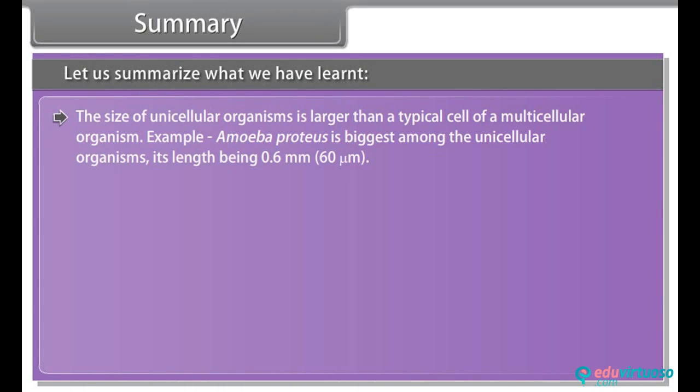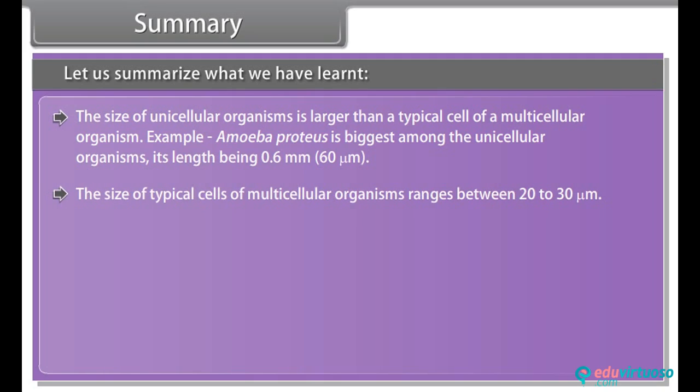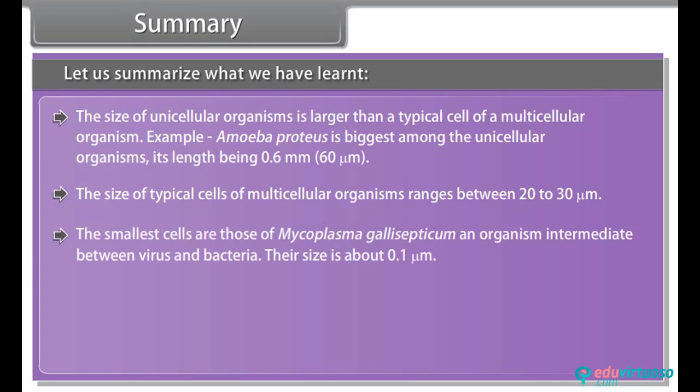The size of unicellular organisms can be larger than a typical cell of a multicellular organism. Example, Amoeba proteus is the biggest among the unicellular organisms, its length being 0.6 millimeter, that is 600 micrometer. The size of typical cells of multicellular organisms ranges between 20 to 30 micrometer. The smallest cells are those of Mycoplasma gallisepticum, an organism intermediate between virus and bacteria. Their size is about 0.1 micrometer.